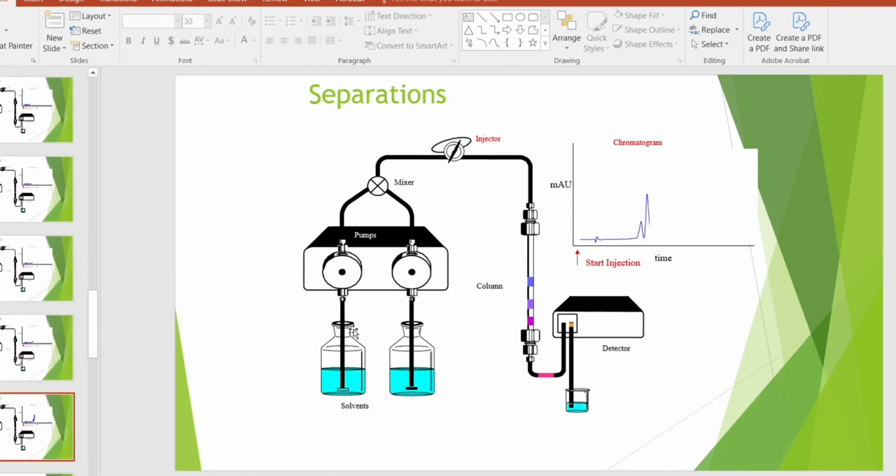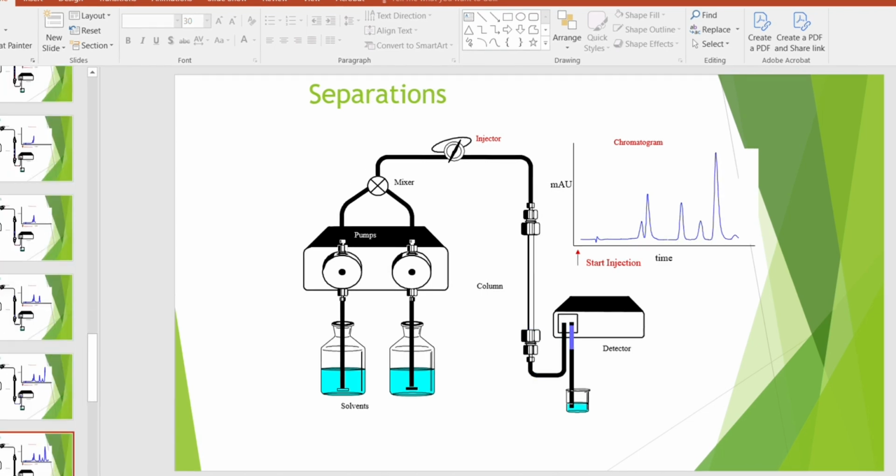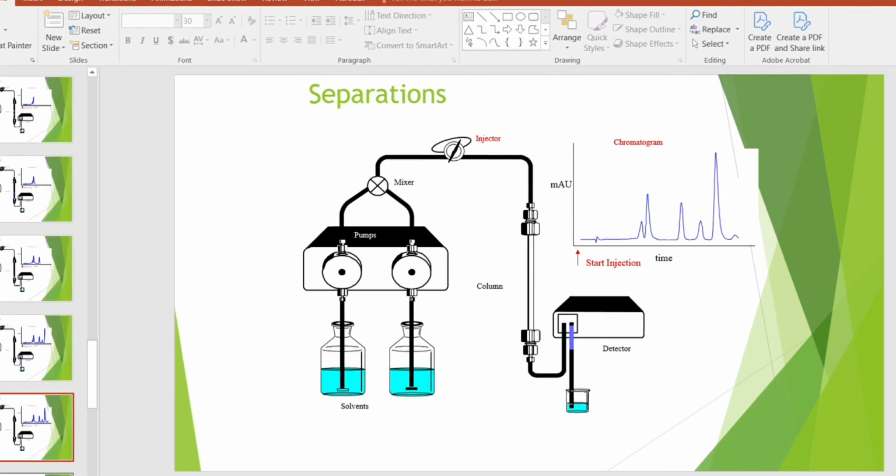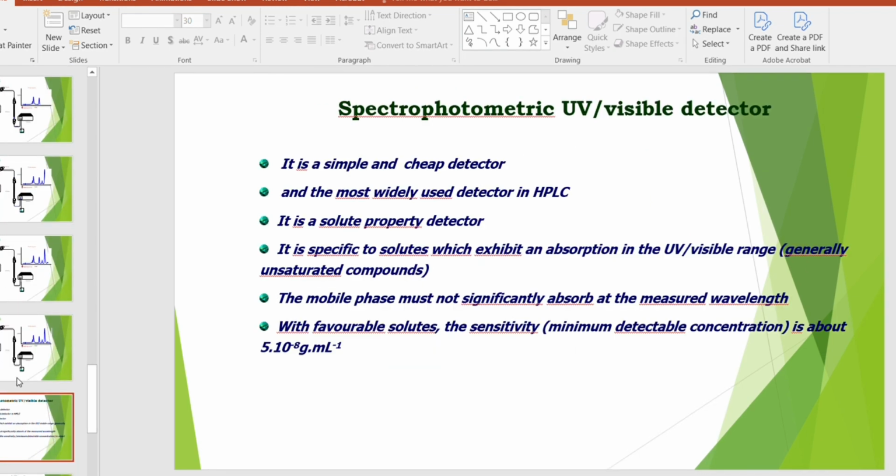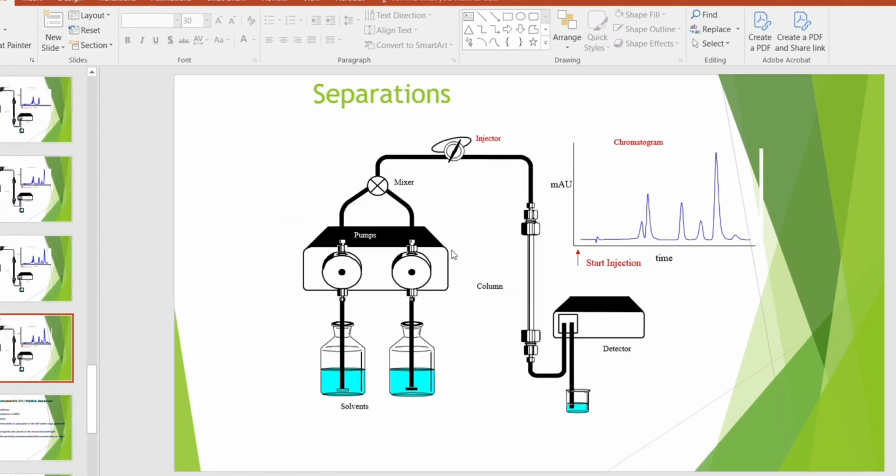Now you can see 2 peaks, and then the peak became sharper, and then we have 3 peaks, and then again a third peak, and a fourth peak which is sharper. So this is the way when the sample goes into the column, the separation occurs based on the retention time of the analyte or the compounds.